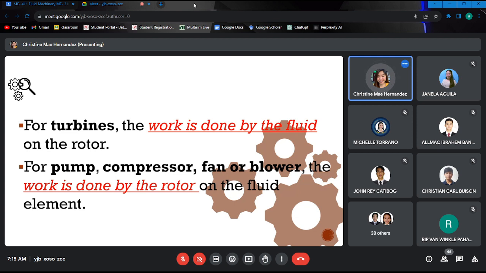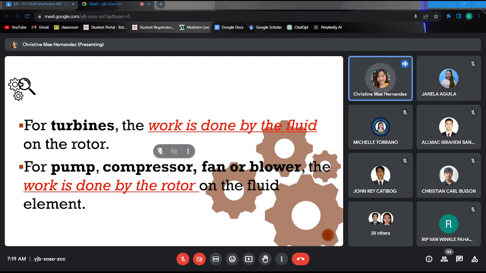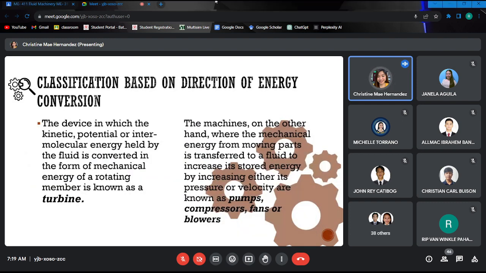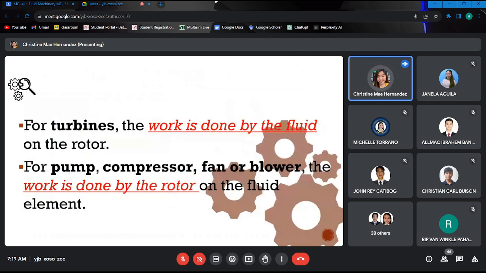Okay, for the turbines, the work is done by the fluid on the rotor. Second, for pumps, compressor, fans or blowers, the work is done by the rotor on the fluid element. Meaning, tayo ang gumagawa from mechanical energy to fluid energy. Magbibigay tayo ng, bigay tayo ng energy sa fluid natin para magkaroon ng energy ang ating fluid. So, yun ang classification based on the direction of energy conversion.